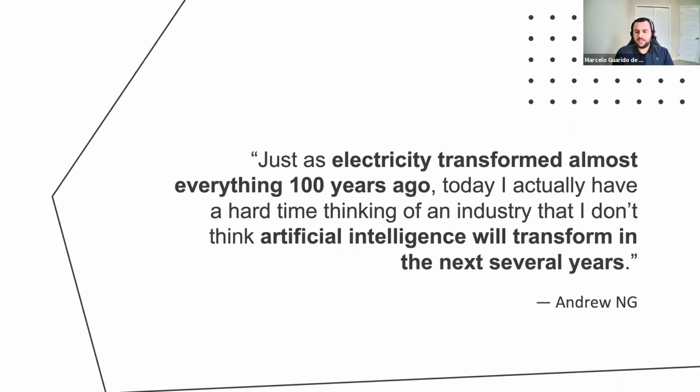So that's just a quotation from Andrew Ng. Andrew Ng is considered one of the fathers of deep learning. And I like this quotation where he says that just as electricity transformed almost everything 100 years ago, today I actually have a hard time thinking of an industry that I don't think artificial intelligence will transform in the next several years. So he's saying that it's impossible today for a company not to have a data scientist working with artificial intelligence and machine learning there to optimize the work.